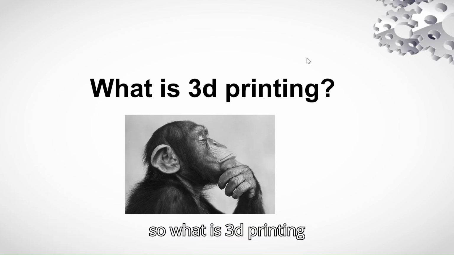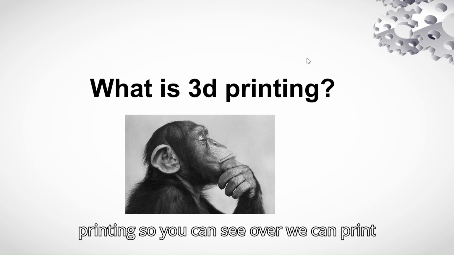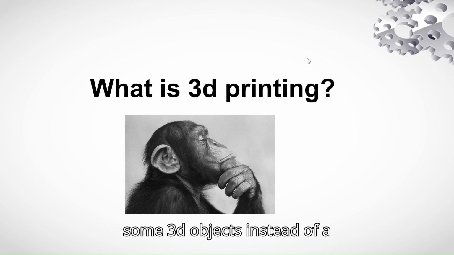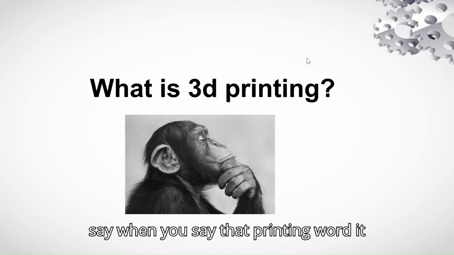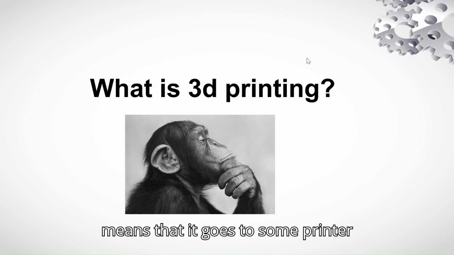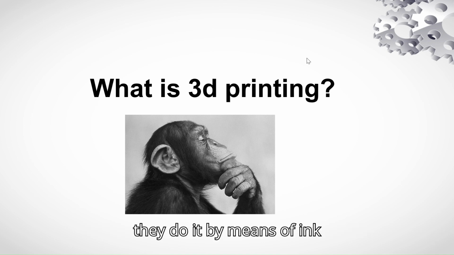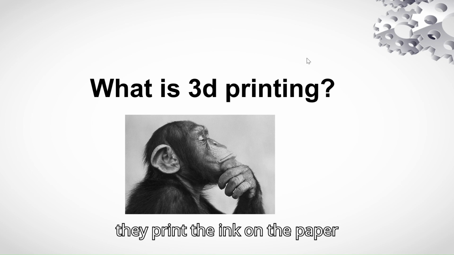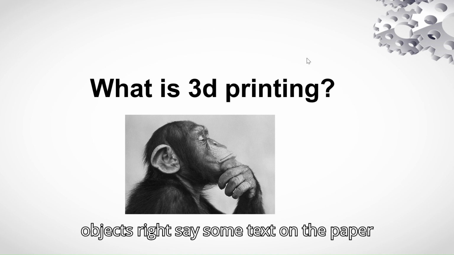So what is 3D printing? You can see we can print some 3D objects instead of just printing. When you say the word printing, it means you go to some printer shops and get some xerox or printouts. They do it by means of ink. They print the ink on the paper, but we can't see objects, right? Say some text on the paper, right?